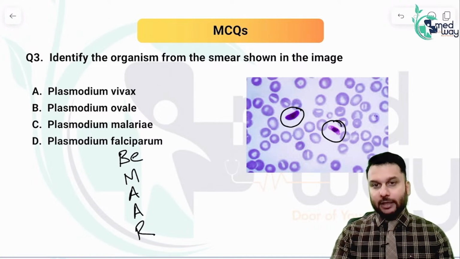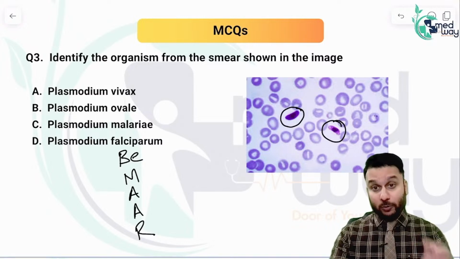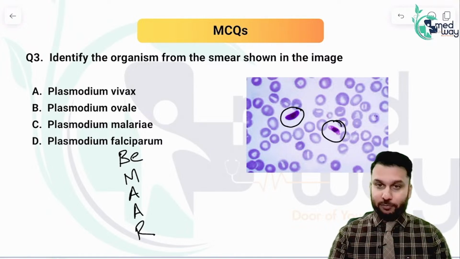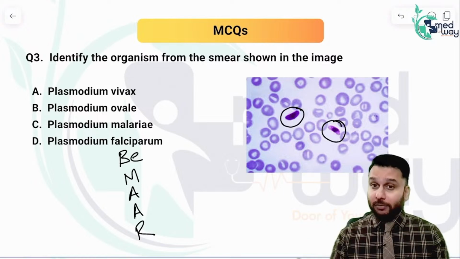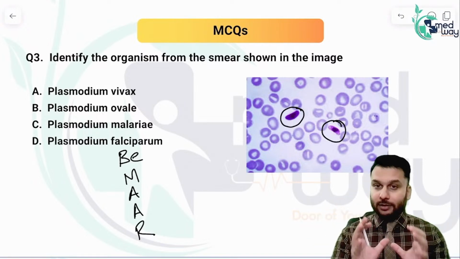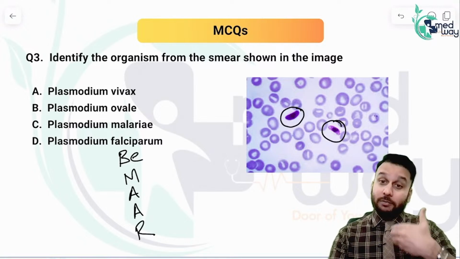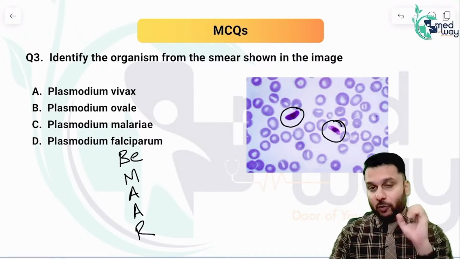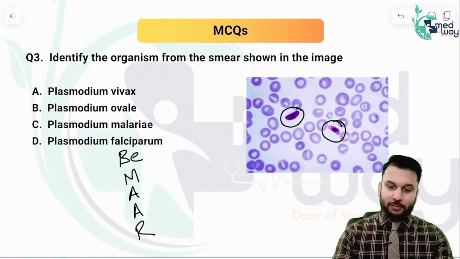Falciparum is the one that makes us more sick because it causes a more serious type of malaria. For example, cerebral malaria is caused by falciparum. Anything serious is always by this, so it makes you more sick, that is, it makes you more BMAR. So what is the word BMAR here?